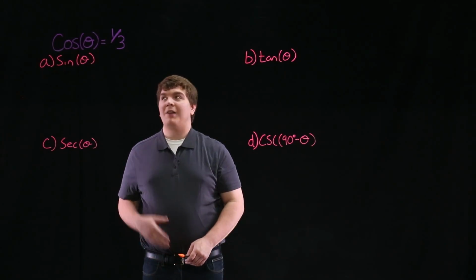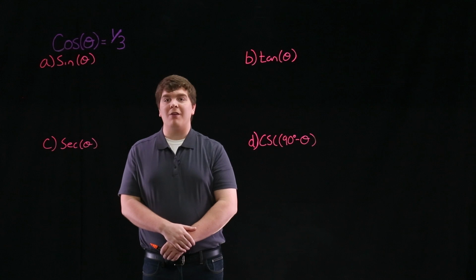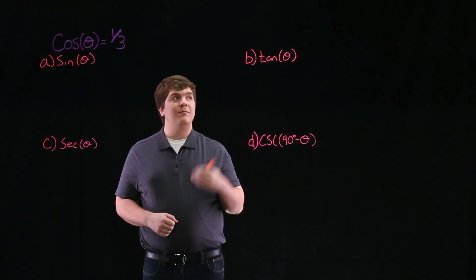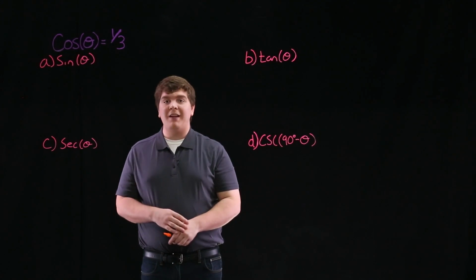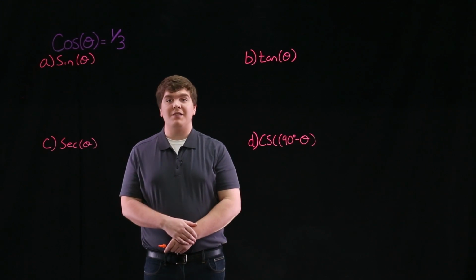For this problem, we're given that cosine of theta equals 1/3, and we're asked to find sine of theta, tangent of theta, secant of theta, and cosecant of 90 degrees minus theta.